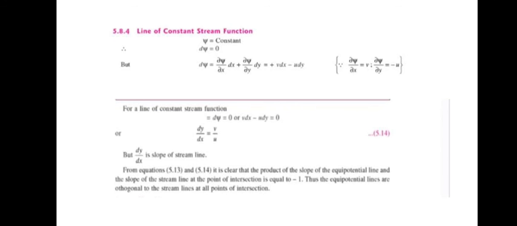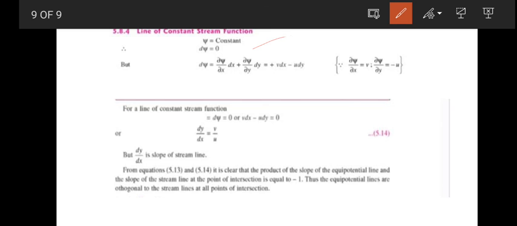So now last one, the line of constant stream function. Just as we have seen for the equipotential line where the velocity potential function is constant, similarly we will find the line where the stream function is constant, that means ψ is constant. Okay, so here dψ is equal to 0, that means it is constant. dψ is equal to ∂ψ/∂x multiplied with dx plus ∂ψ/∂y multiplied with dy. So after substituting the value of the stream function from the definition, we have ∂ψ/∂x is equal to v and ∂ψ/∂y is equal to minus u.